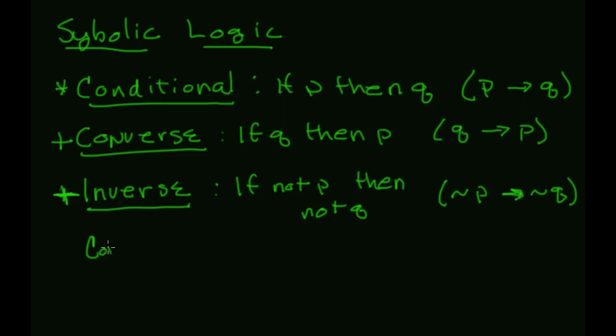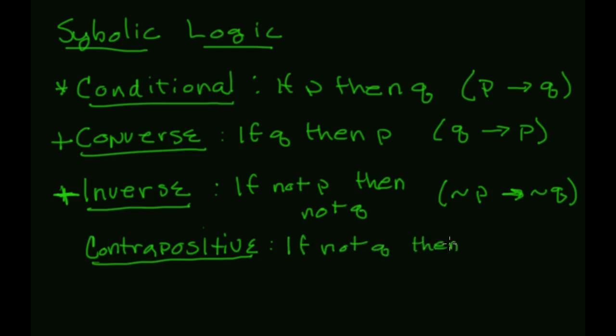Finally, we get something called a contrapositive. In a contrapositive, you both switch the P and the Q, and you negate both. So this would be if not Q, then not P. You can write this symbolically as not Q goes to not P. Now here's the interesting fact. If the conditional is true, then the contrapositive must also be true. If the conditional is false, the contrapositive will also be false.